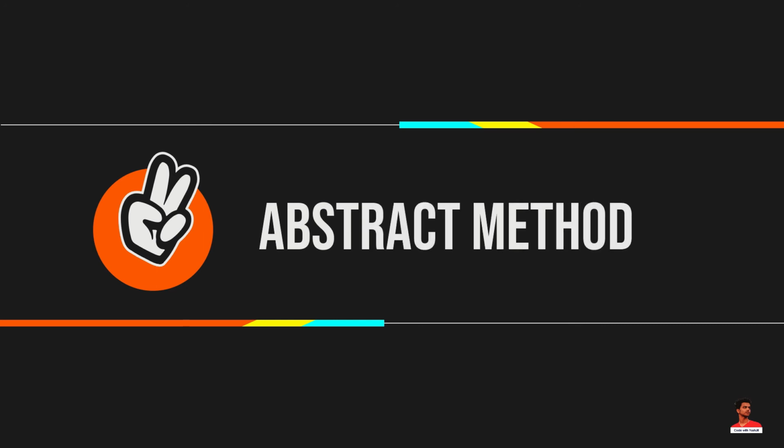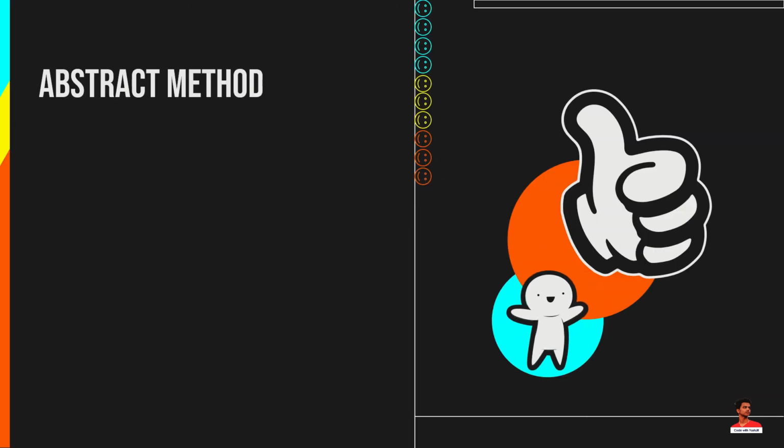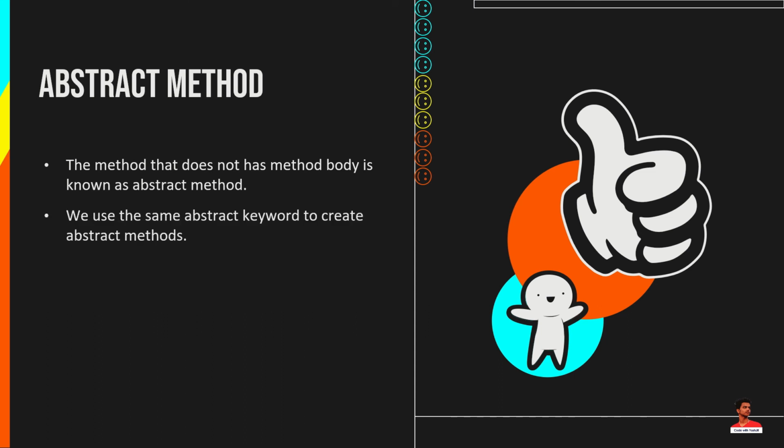Abstract method. The abstract class in Java cannot be instantiated. We use the abstract keyword to declare an abstract class. An abstract class can have both the regular methods and abstract methods. The method that does not have method body is known as abstract method. We use the same abstract keyword to create abstract methods.